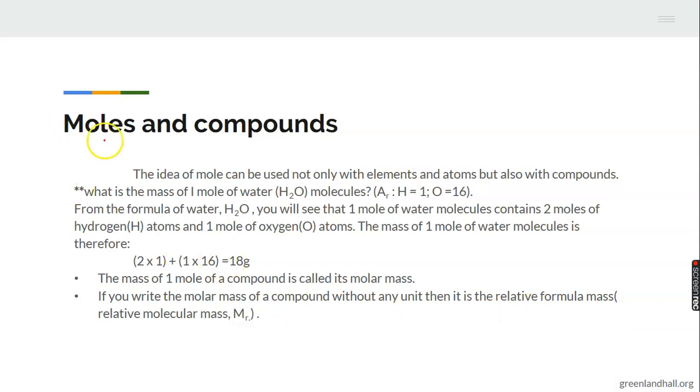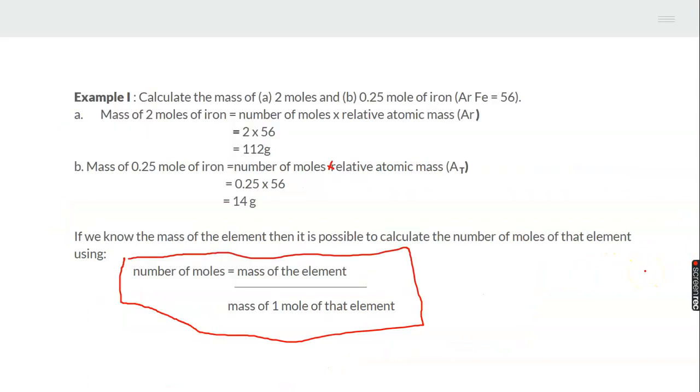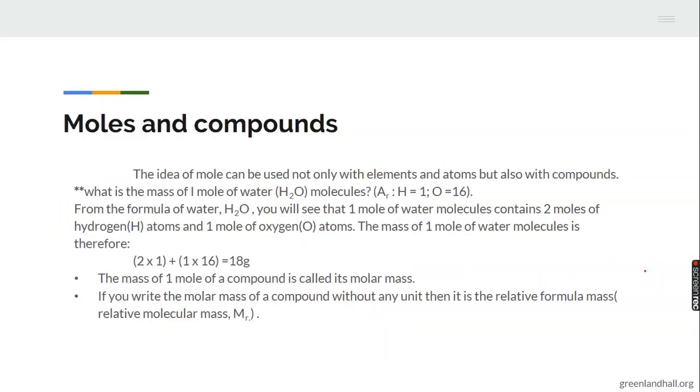The first one we did is under the subheading moles and elements. Okay, calculating mole. The first one we did under calculation of mole is moles and elements. That's how to calculate the mass and the mole. Okay, we move to the second one, which is moles and compounds.